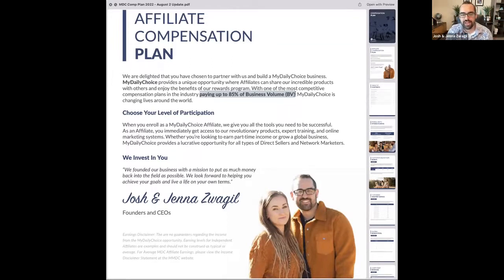Another thing that you'll find is if you compare 40 to 60% to 85%, your team will be making more money as well because there's more money being paid out. Think of it like this: for every one business volume point, there's 85 cents paid out to the field.